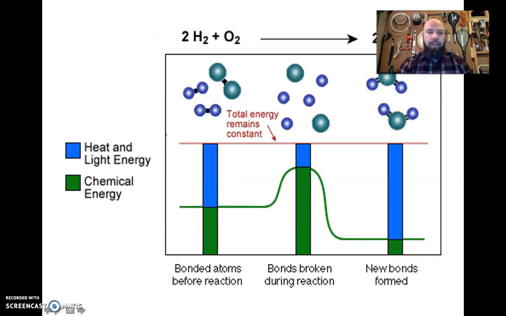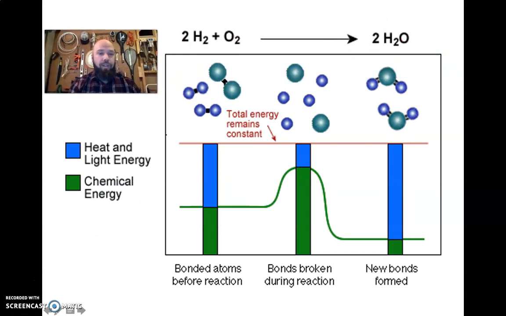Here is a diagram showing that energy is not lost. You have this reaction between hydrogen and oxygen creating water, and that red line shows that the total amount of energy is constant throughout the system. In your reactants, the two gases, there is more chemical energy than there is when you have the new bonds formed. The peak in the graph seen here is the activation energy.